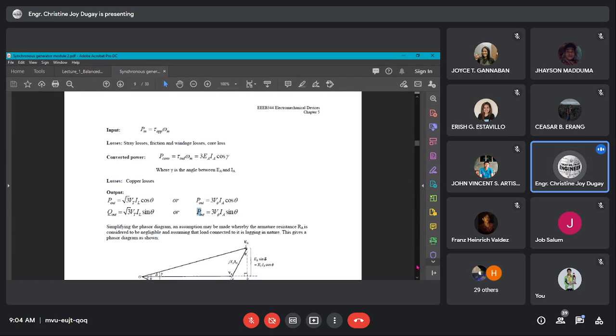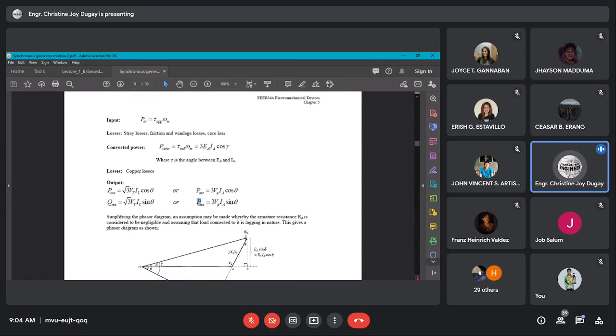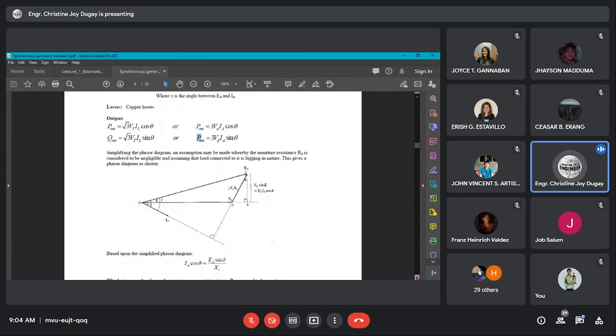If you are going to simplify it in a phasor diagram, this is the simplification. The phasor diagram is an assumption whereby the armature resistance RA is considered negligible. What does negligible mean? It is no longer added, or it is simply removed. We assume that the connected load is lagging in nature.